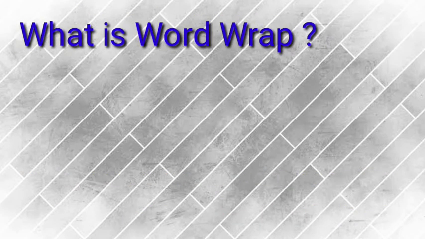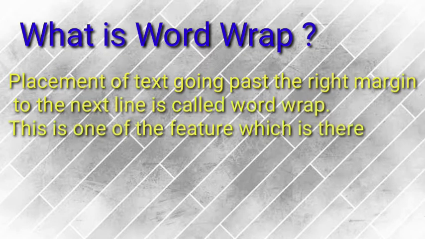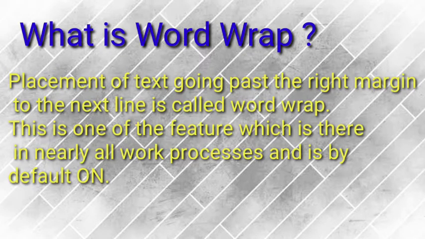So the second one is word wrap. What are word wrap feature? Word wrap feature actually you must have seen while working in the document that whenever your text goes outside the text margin or it is going past to the right margin, automatically the text goes to the next line. So that is called as word wrap feature. Placement of text going past the right margin to the next line is word wrap.